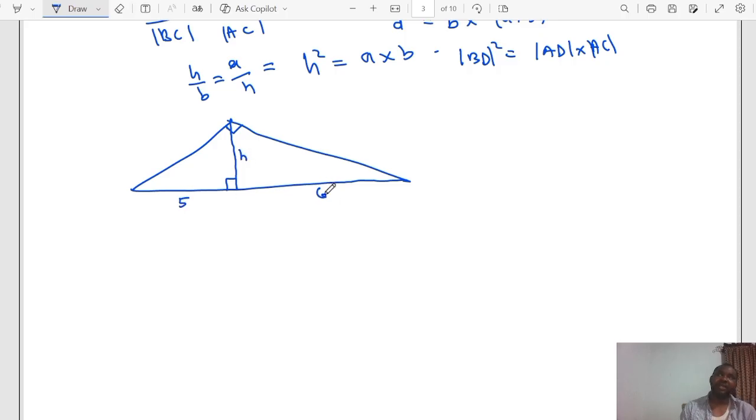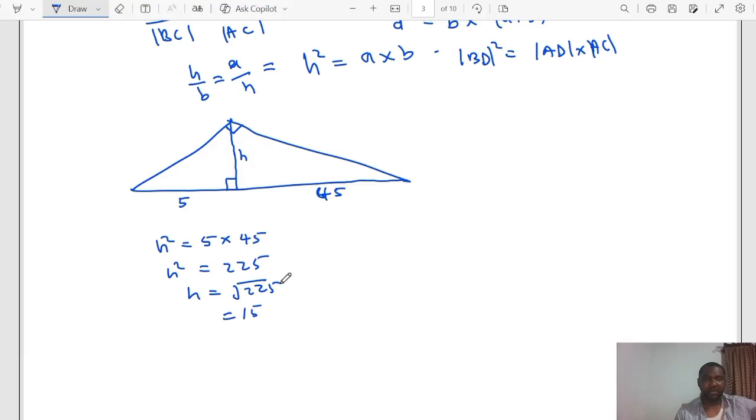Or let me say here is 45, something like this. And so we want to find H. Based on this formula, we can see that H squared is equal to 5 times 45, is the rule. So that means H squared is equal to 200 plus 25, 225. That means H is going to be equal to the square root of 225, which is equal to 15. So H is definitely 15. If this was meters, it means that H is going to be 15 meters. As easy as ABC. Don't stress yourself.